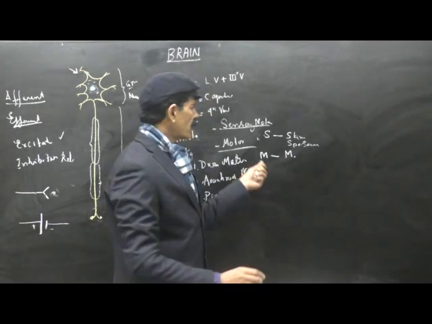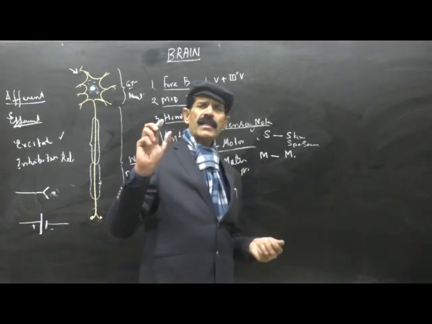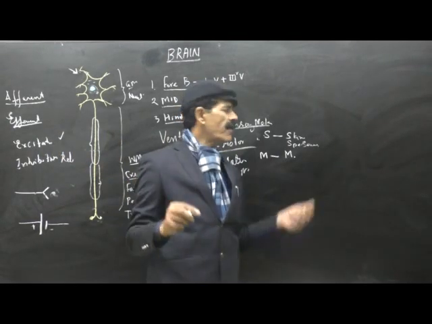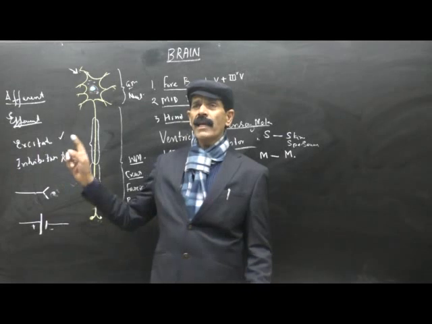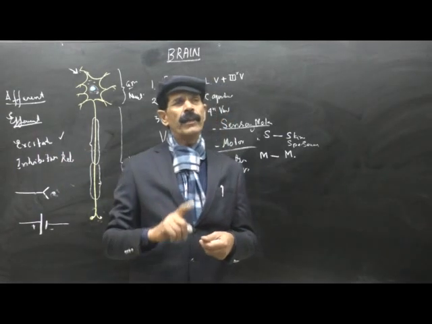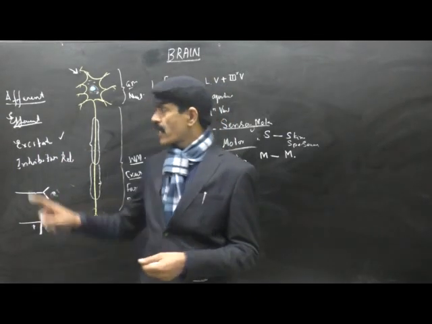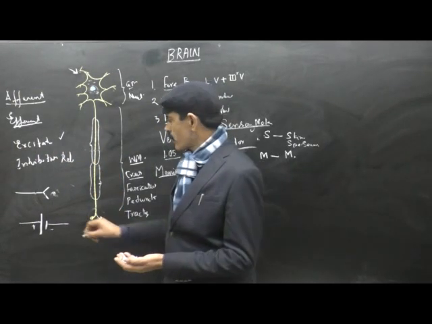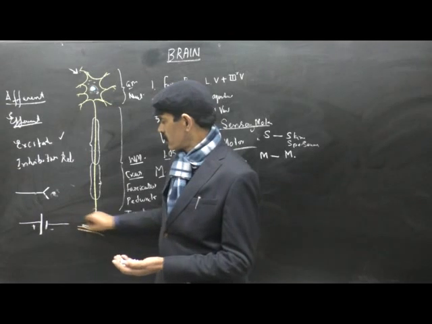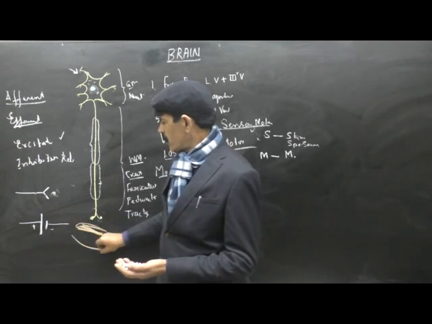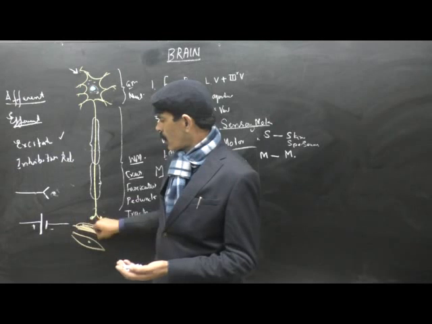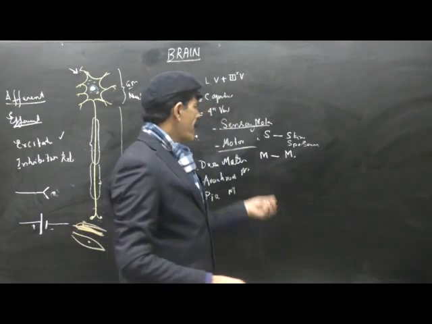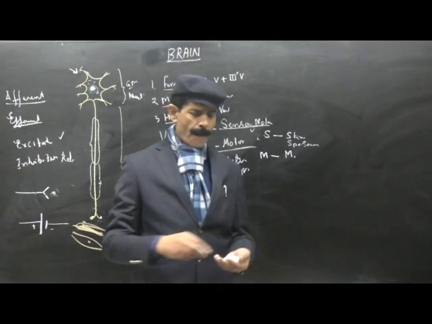Then if I say motor, if any part of the brain is labeled as motor or any neuron is labeled as a motor neuron, M for M, it means the axon of that neuron will end into some muscle, M means muscle. It may be the smooth muscle or it may be the skeletal muscle. That is the meaning of M for M, M for muscle.